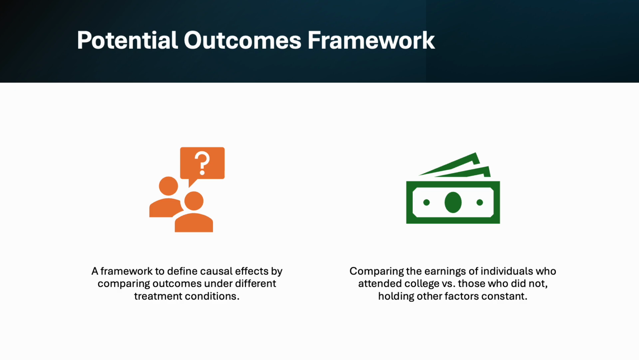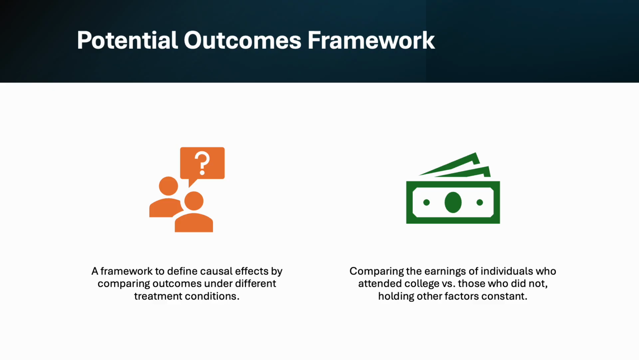The potential outcomes framework is a way to define causal effects by comparing outcomes under different conditions. For example, to study the effect of college on earnings, we compare the actual earnings of college graduates to what they might have earned if they hadn't attended college. This requires us to account for other factors like family background or work experience to make a fair comparison.